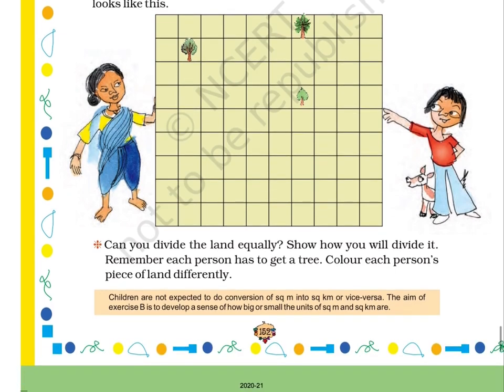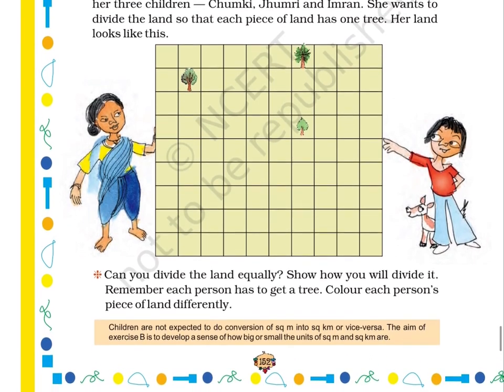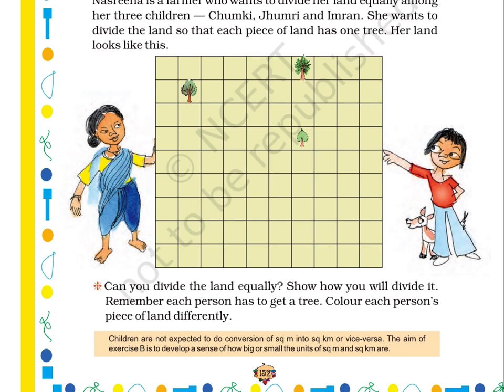We have a square grid shown here with 3 trees in it. That represents Nasrina's land. We also see Nasrina standing to the left of the land. One of her kids is standing with a dog on the right side.